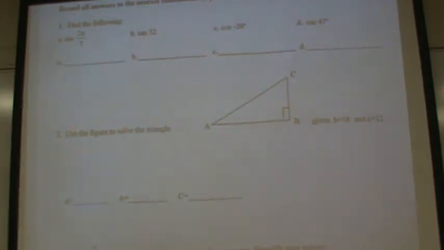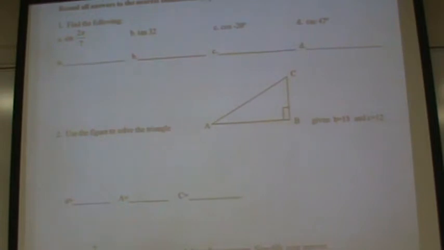So A and B are radians. These are both in radians because there's no degree bubble. So those are both in radians, and then C and D are in degrees. So A, when you punch it into your calculator, you should get 0.782.